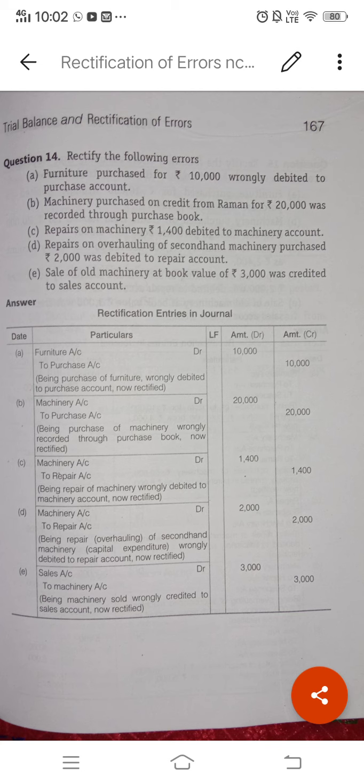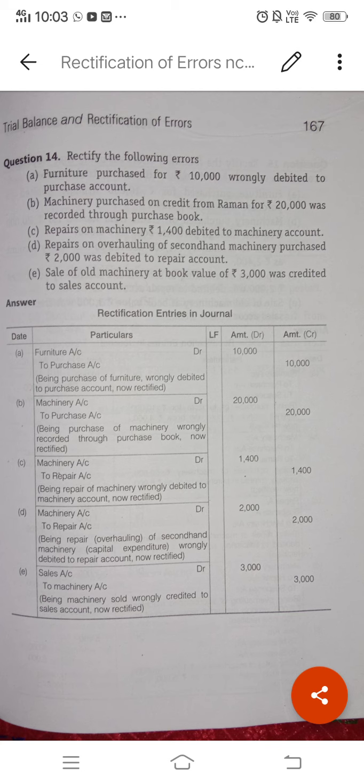So first we have to know what the journal entry for repairs on machinery 1400 is. It is an expense, so we have to debit it. What is the correct entry? Repairs on machinery account debit to cash account. It is the correct entry. Instead of debiting the repairs on machinery account, it is debited to the machinery account. The machinery account is an asset account, and repairs on machinery is an expense.